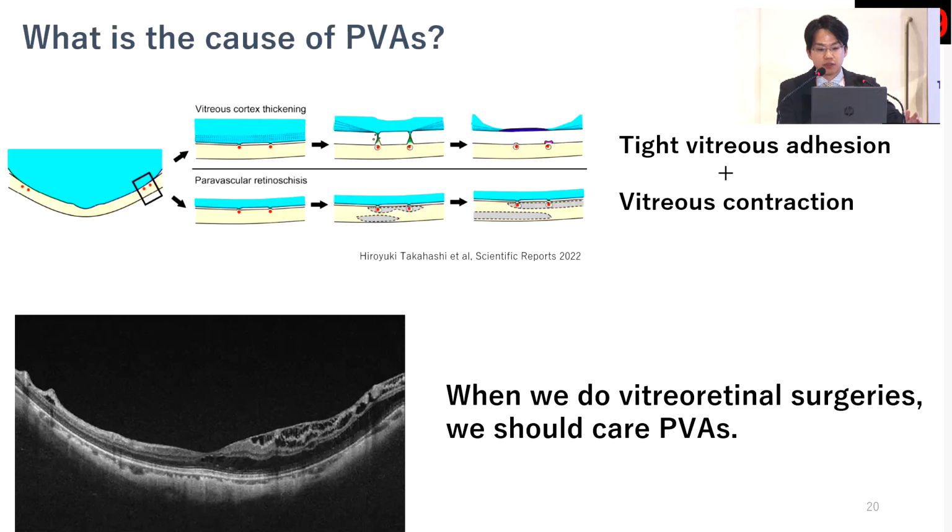So what is the cause of PBAs? First, parabascular microfolds and parabascular microholes occur with aging, frequently accompanied by vitreoretinal adhesion at the retinal vessels. Second, parabascular cystoid space appears around the parabascular microfolds. Third, parabascular lamellar holes develop as the inner wall of the parabascular cyst is removed by the vitreoretinal folds, or parabascular retinoschisis occurs with continuous vitreoretinal adhesion. So when we do vitreoretinal surgeries, we should care about PBAs.